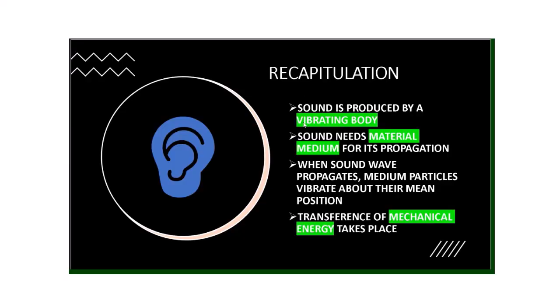Let us begin today's class with a quick recap. Now you know that sound is produced by vibrating objects and needs a material medium for its propagation. When a wave passes through a medium, the medium does not move along the direction of the wave. Only the medium particles vibrate about their mean position, and in doing so, the transference of mechanical energy takes place from one point to another.